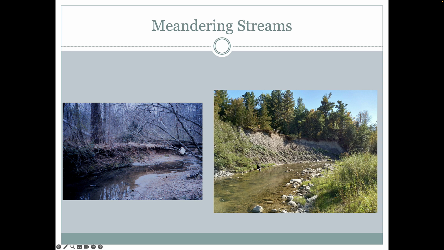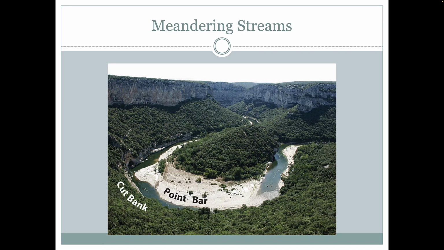And here's another cut bank along the Deschutes River in Oregon, and we can see that the cut bank here is quite high and is being cut away by the river going around this bend here. The point bar we would expect to find on the other side. Not a great example here, but we'll see some other examples.